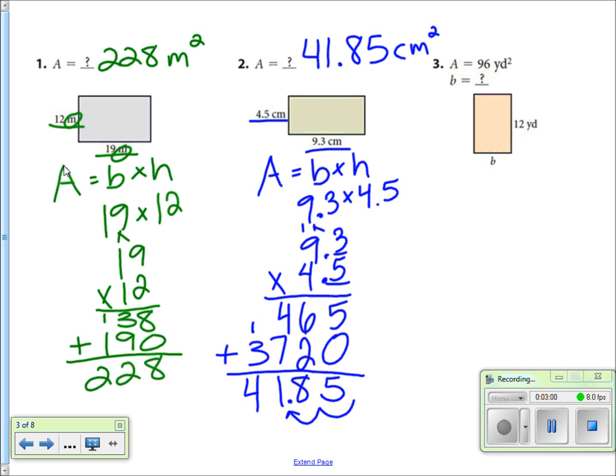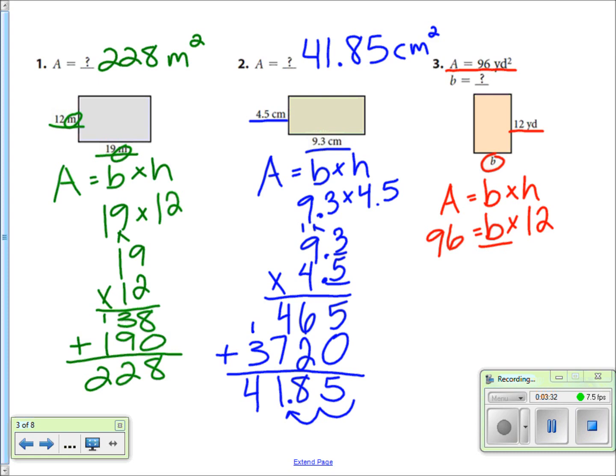The third rectangle is presented to us in a different way. We are given the area to be 96 yards squared. The base is unknown, and our height is 12. By using our formula, area equals base times height, I substitute in the numbers I know for the letters in the formula. Area is 96, base is unknown, and my height is 12.